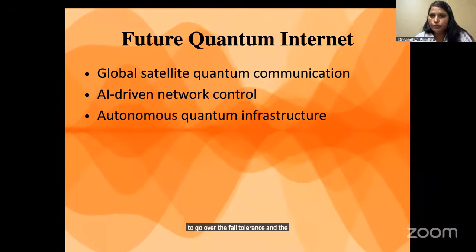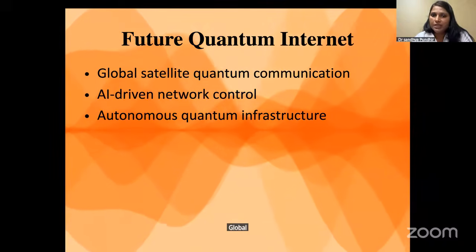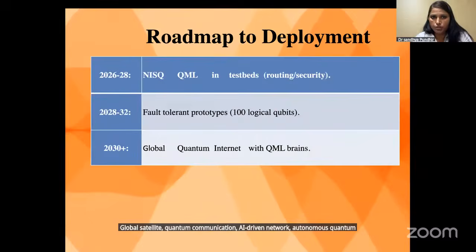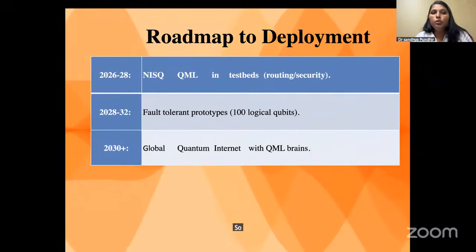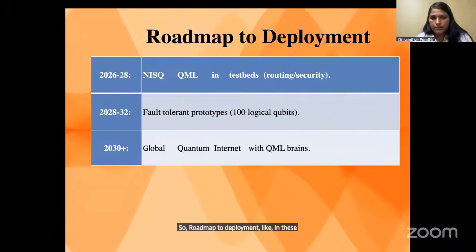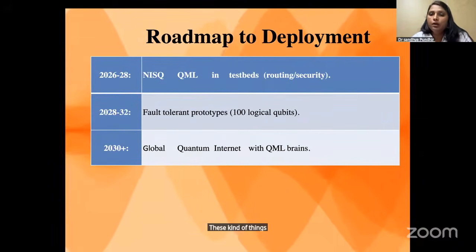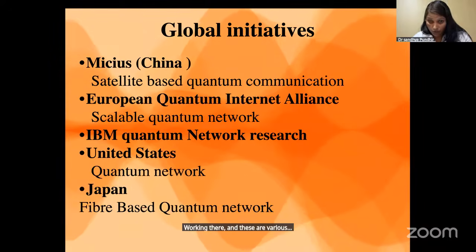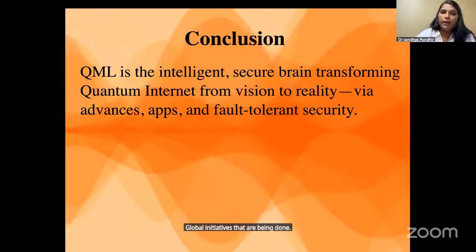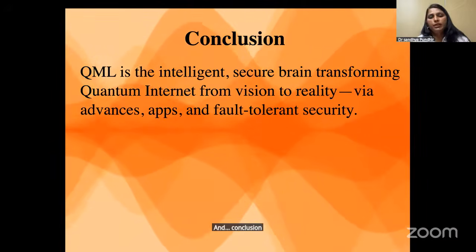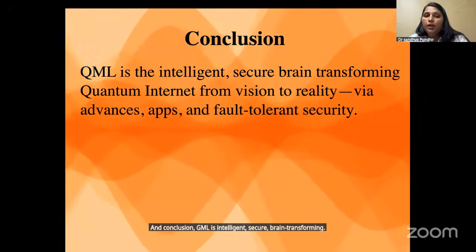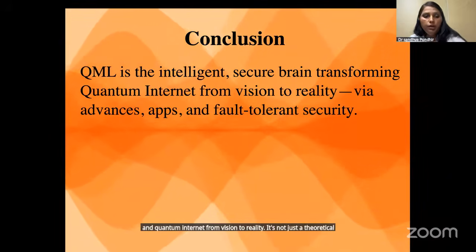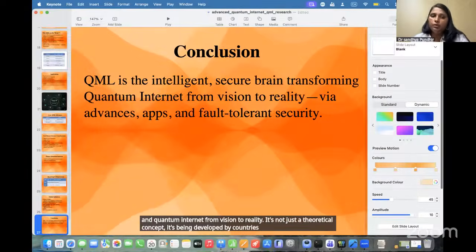And the future of the quantum internet includes global satellite quantum communication, AI-driven networks, and autonomous quantum infrastructure. The roadmap to deployment shows what is being worked on in these years, and there are various global initiatives being carried out. And in conclusion, QML is the intelligent, secure brain transforming the quantum internet from vision to reality. It's not just a theoretical concept; it's being developed by countries and is currently being used.